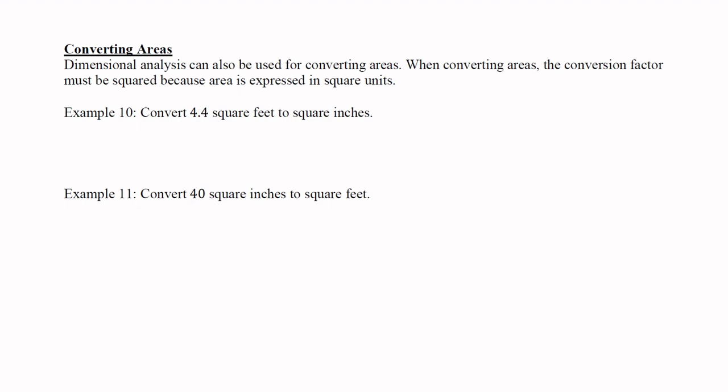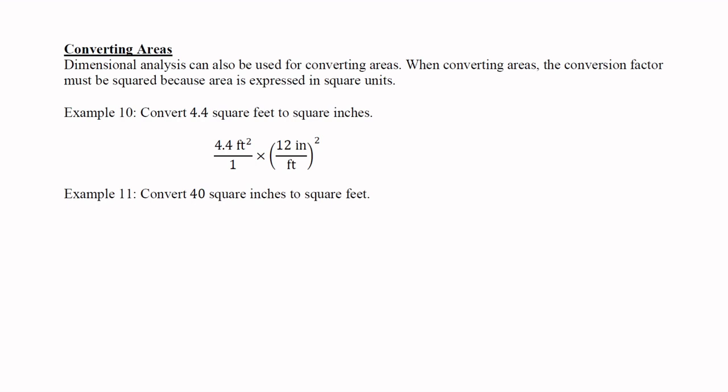Let's start with example 10. Convert 4.4 square feet to square inches. So we've got 4.4 feet squared, that's square feet, and we want to convert it to square inches. So we go and find our conversion factor from feet to inches. There are 12 inches in a foot, but you have to square the entire conversion factor, okay?